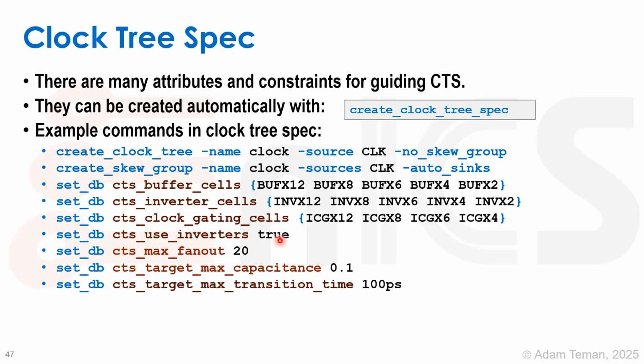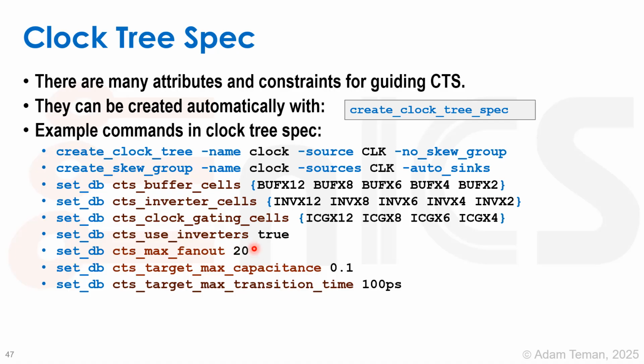Then we have other DBs, for example, setDB CTS use inverters true. That allows the clock tree synthesis to use inverters instead of buffers, which can save the extra inverter inside, but it can cause all kinds of trouble too. But usually we're going to actually use that.